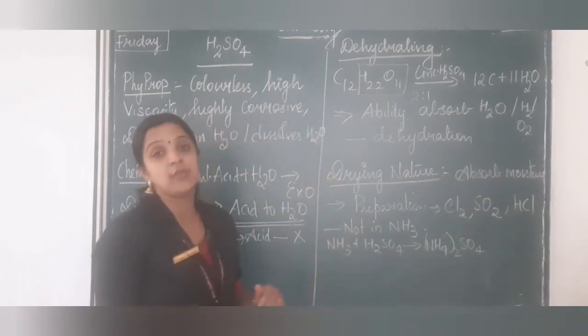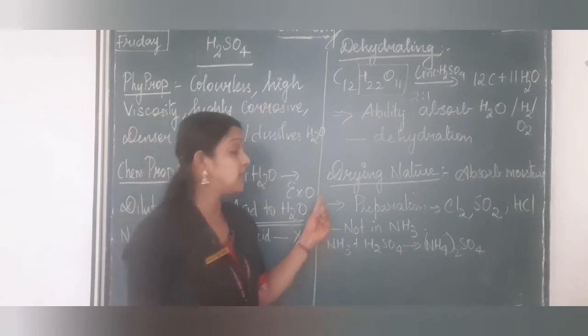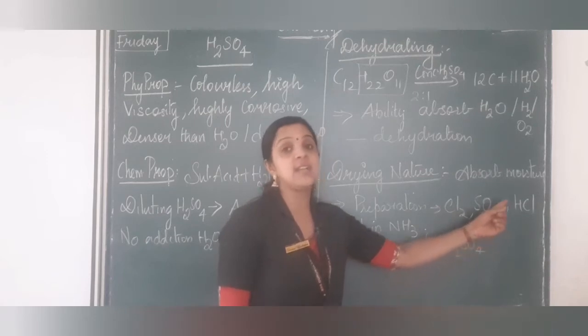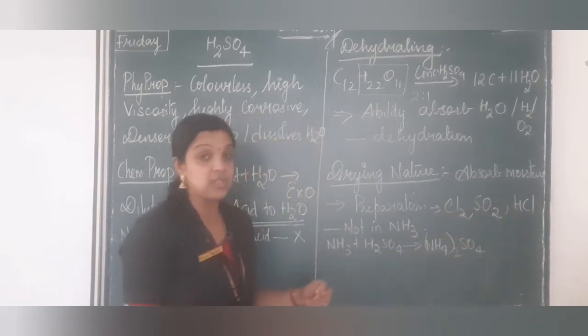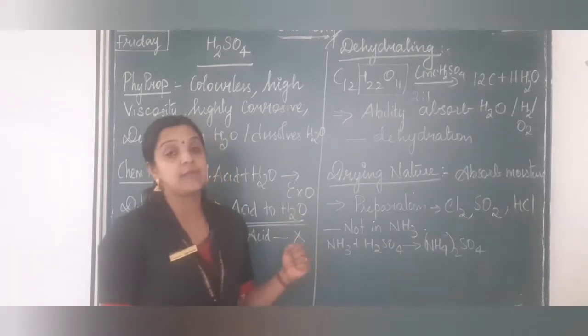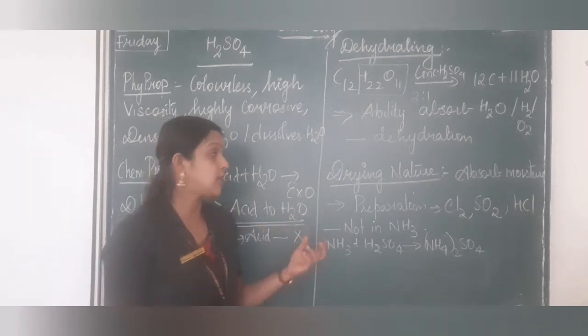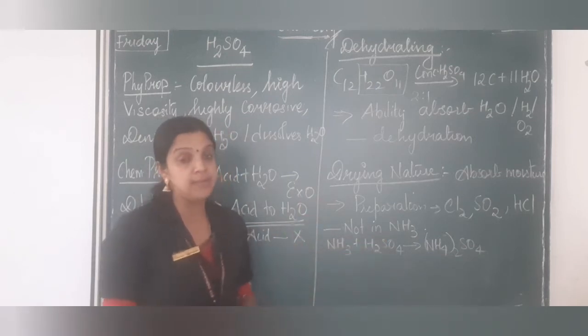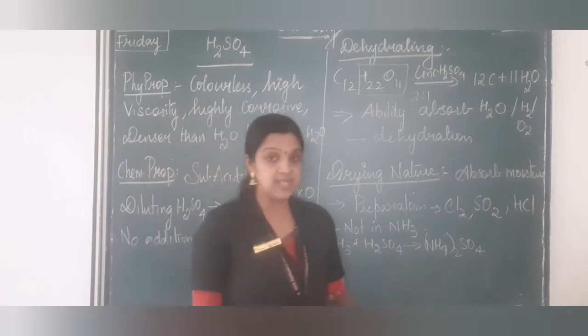So this sulphuric acid is used in the preparation of chlorine, sulphur dioxide and hydrochloric acid, because there the water content has to be absorbed. So this sulphuric acid plays a very important role, that is the drying nature. But it is not used in the preparation of ammonia in Haber's process. What could be the reason?